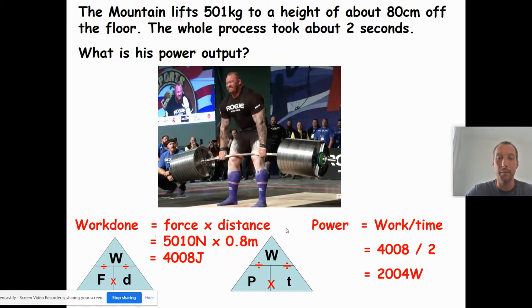And then once we've got the work done, we're just going to say, well, power is work over time. So we take the work done that he's done and we divide it by the time he's taken, which was 2 seconds, and we get a power of 2004 watts. That means a watt basically means the energy used in 1 second. So it means every second he's using 2004 joules of energy. So anytime you see a watt, it means joules per second.